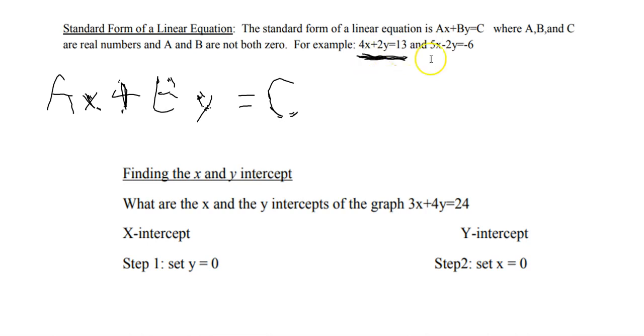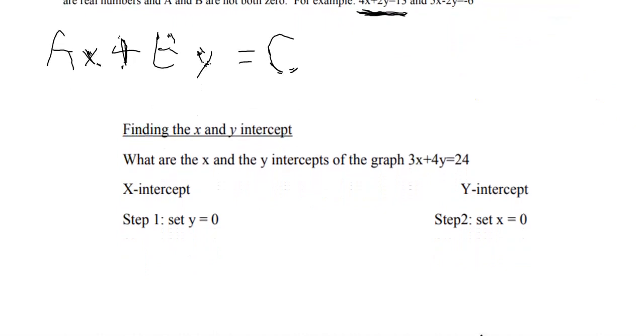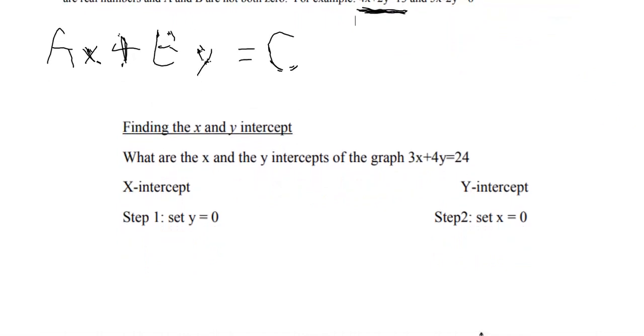If we have a standard form of a linear equation, we can graph it. There's just two things we have to do. We're going to find the x-intercept and the y-intercept, which is the whole reason why we talked about what an x-intercept was and what a y-intercept was. Let's take the equation 3x plus 4y equals 24. If we find the x-intercept and we find the y-intercept, that's 2 points. We can graph and create a line.